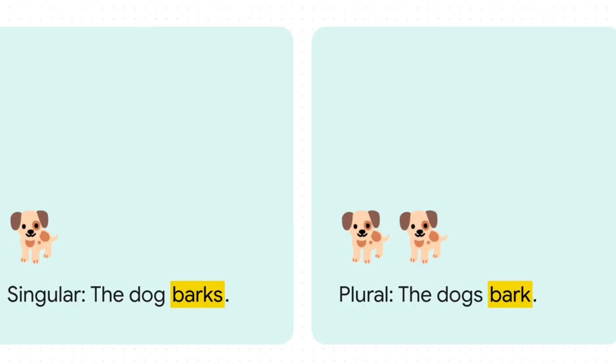So check this out. You can see this rule in action perfectly. Right here on the left, we've got one dog. That's a singular subject. So the verb gets that S, "barks." But on the right, we have multiple dogs, a plural subject. So the verb loses the S, "bark." It's a really simple pattern, but it's so important.